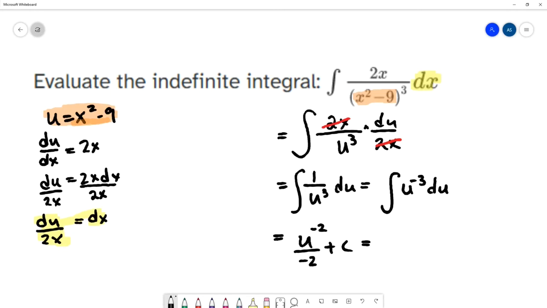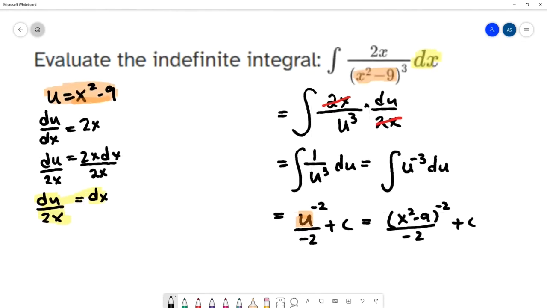I want to bring back the original variable, so the u that I substituted earlier will be replaced. I'll change it back to x squared minus 9, and that gives (x squared minus 9) to the negative 2 over negative 2 plus c. And I just want to write this a little cleaner. We don't like to have negatives in the exponent, so I'd write this as negative 1 over 2 times (x squared minus 9) squared plus c.